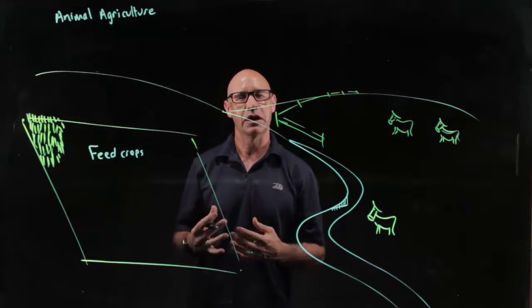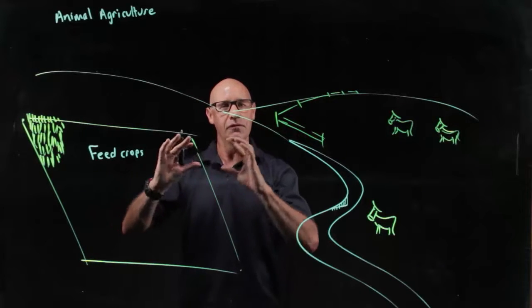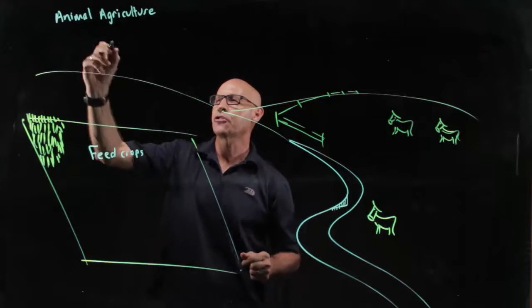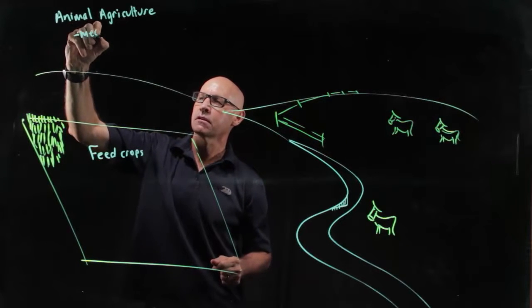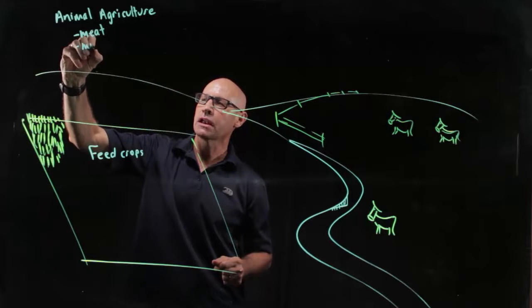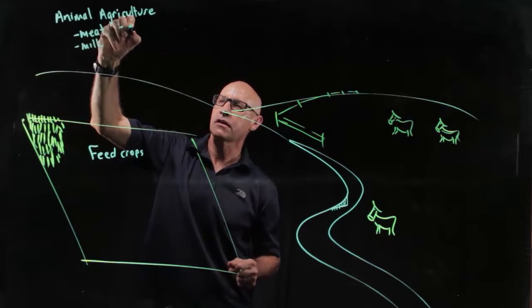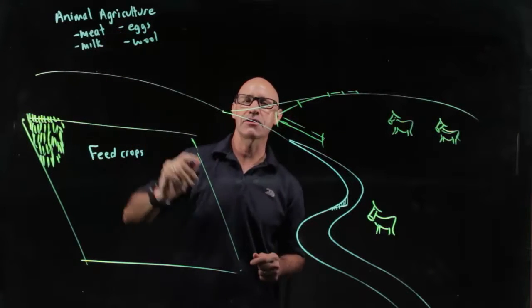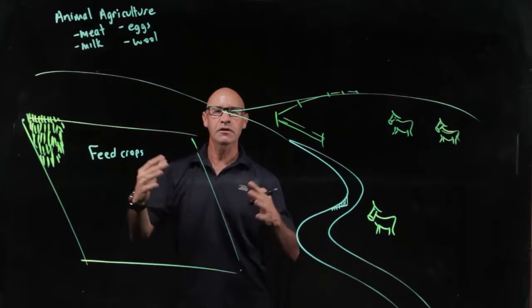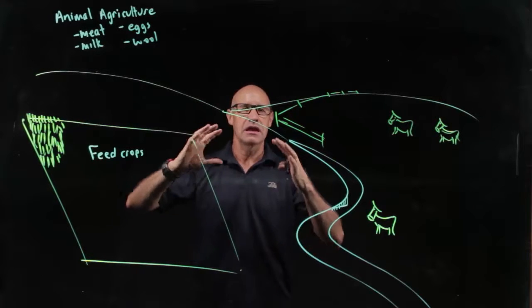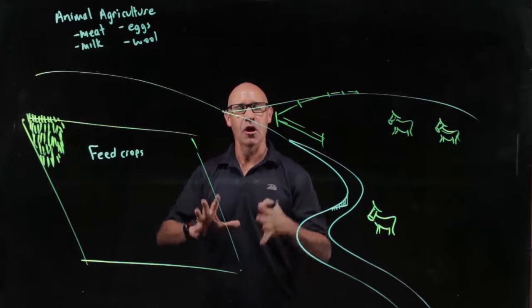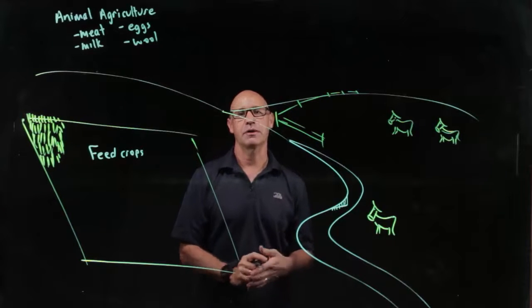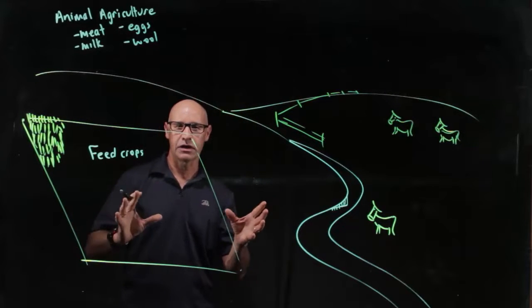Animal agriculture is the production of livestock animals to provide meat, milk and other dairy products, eggs, and other products like wool and leather, etc. I want to talk to you about the environmental impact of animal agriculture. And really there's two sides of it.